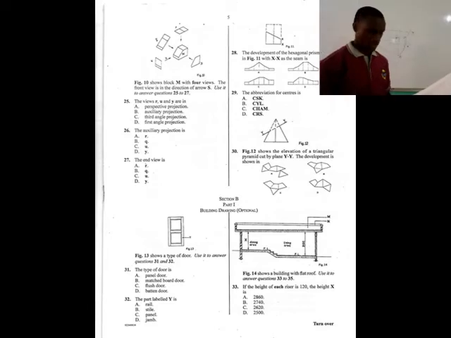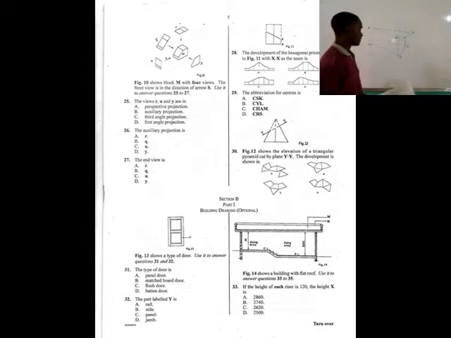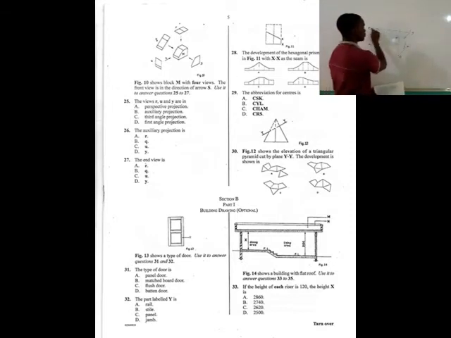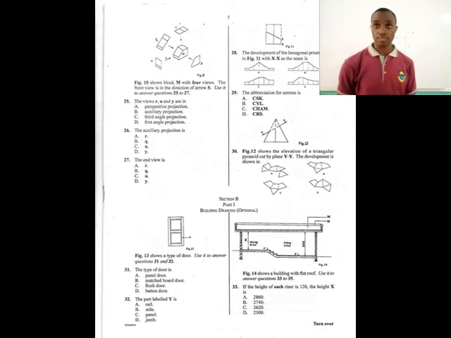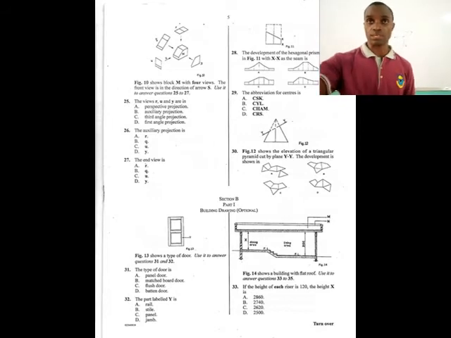Number 24, in figure 9, the true length of the line FG is, we gave options, but the correct answer here is FK. Actually, the true length is supposed to be from here to this point, from E to J. The EJ is not given. But the distance from here to here is the same as the distance from here to here. That is why FK is the correct answer. C is therefore the correct answer.